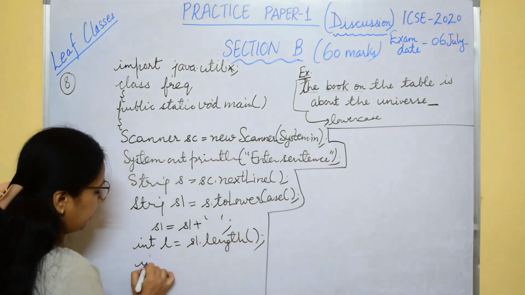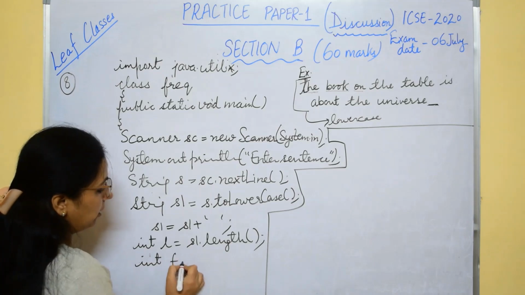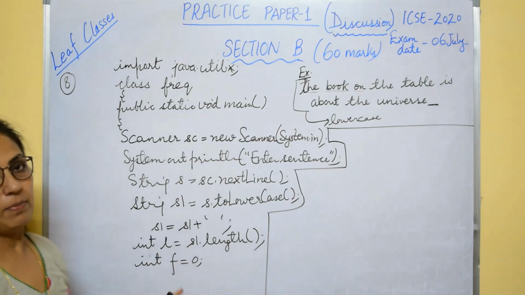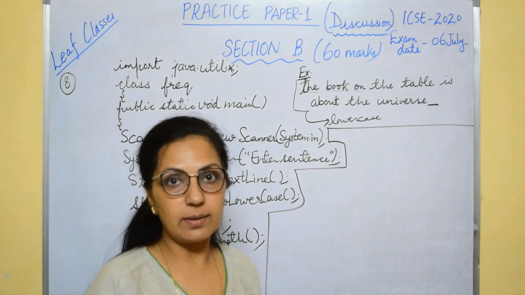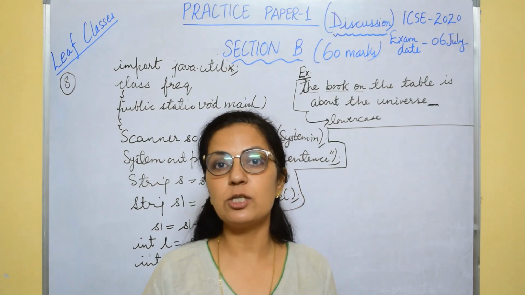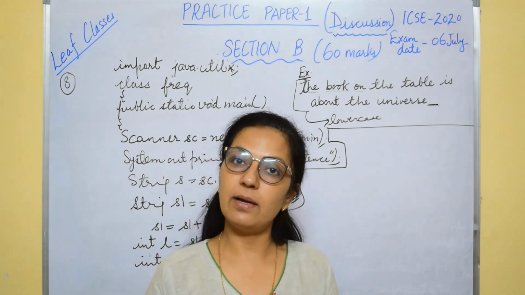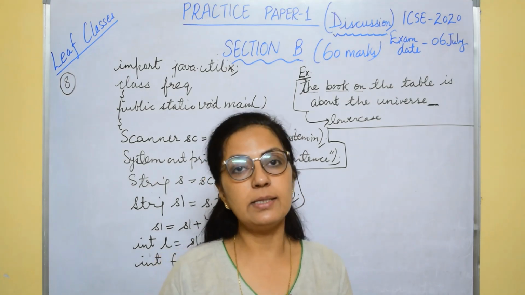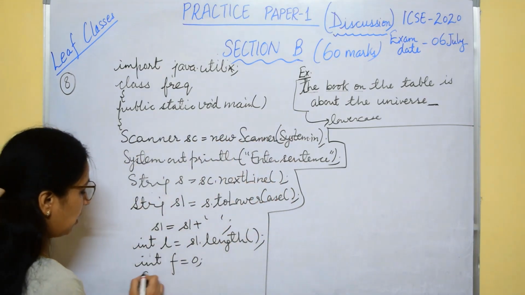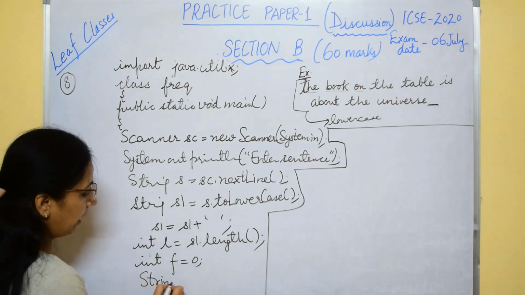Right? Now we'll take a variable for storing the frequency and store 0 in it, because maybe a string does not contain the word at all. So after completion of checking, we'll print the frequency of the word as 0. So here we have taken f equals to 0 and one more string variable.